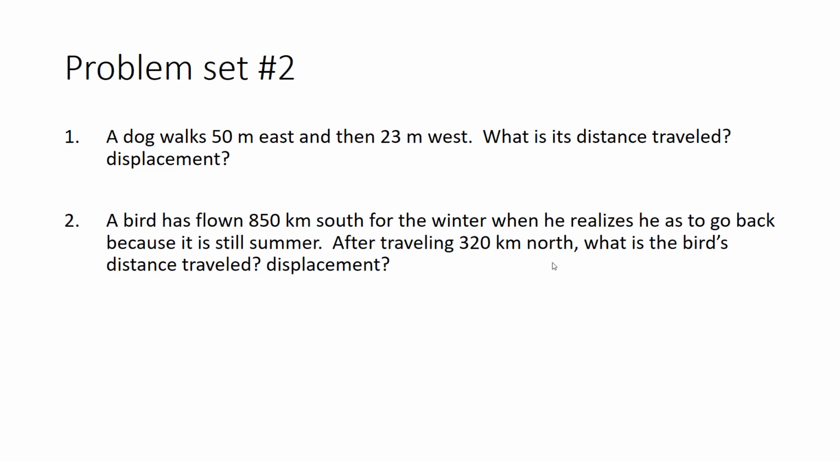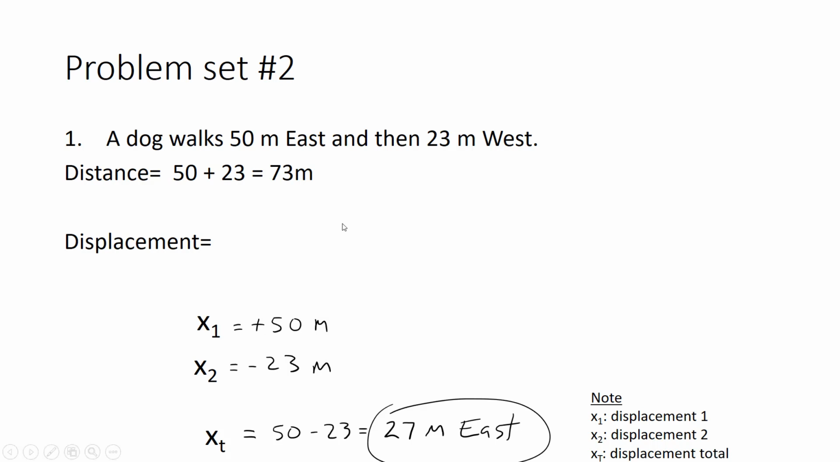Once again, distance is a scalar. Direction doesn't matter. You just add it up. So here's your first one, the first one for distance. For distance, you just added it up. You went 50 and then you went 25. Didn't matter the direction. So your distance is 75 meters total. That's how far you walked.